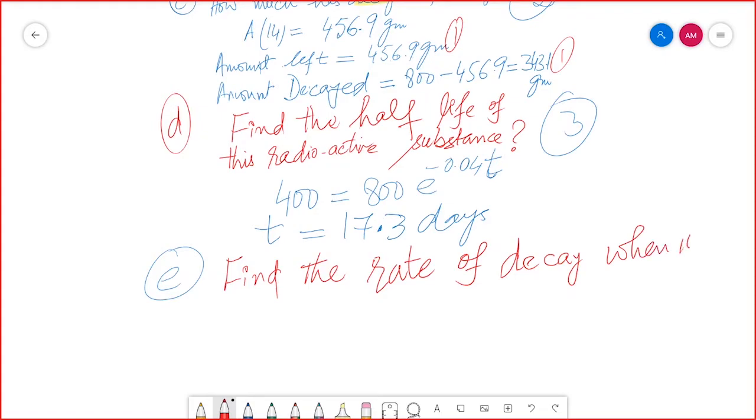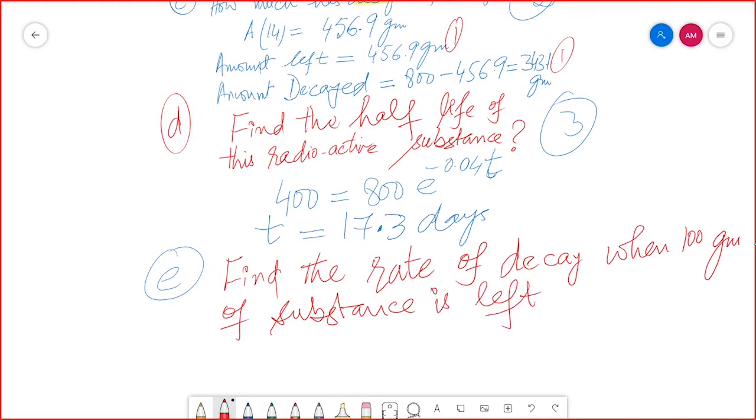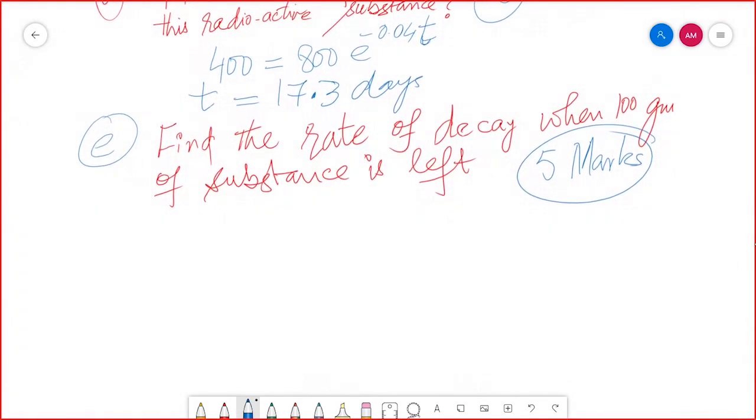When 100 gram of substance is left. Let me rub it because it's not very clear. This is an interesting part, and it has 5 marks. So you have to see how you can do that.